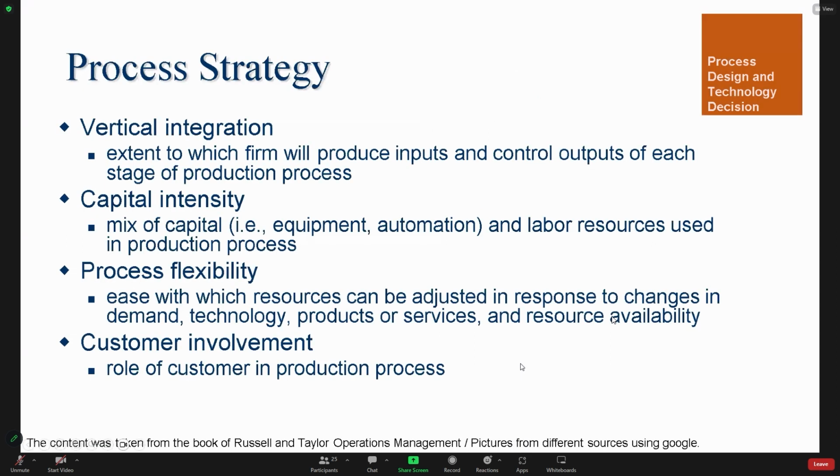Now, so in doing a strategy, a process strategy, you can do vertical integration. Okay? This is the extent to which the firm produce input, sila na yung gumagawa ng raw materials nila, and control the output of each stage of production process. Sila yung nagko-control kung ano yung mga output na gusto nila. Let's say, okay, ang mga inputs natin, meron tayong flour, meron tayong sugar, butter, and we control now the outputs. Pwede tayong gumawa ng ensaymada, pwede tayong gumawa ng cupcakes. Ayan yon. And that's vertical integration when you are now producing your inputs and controlling your outputs.